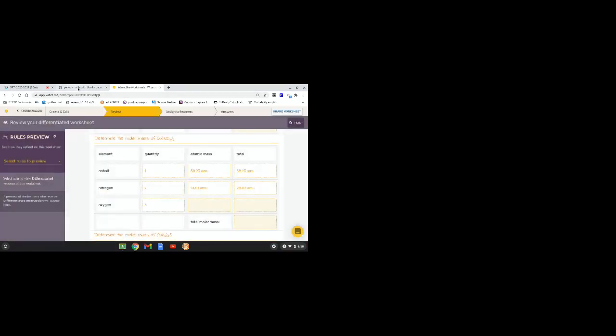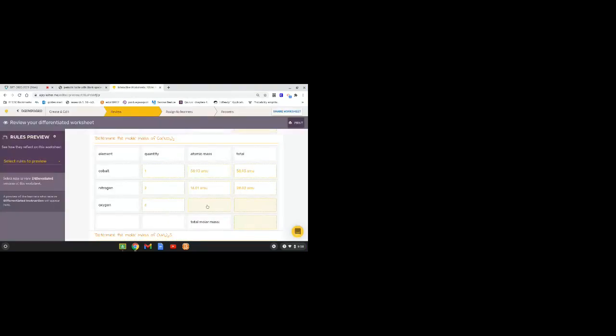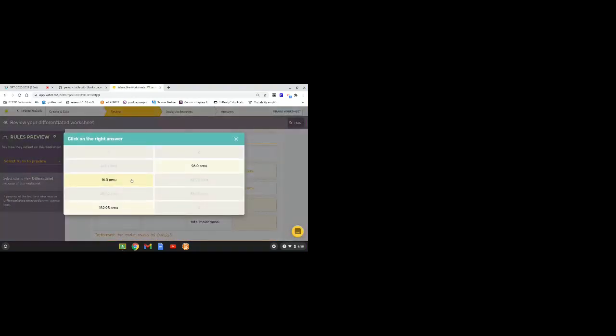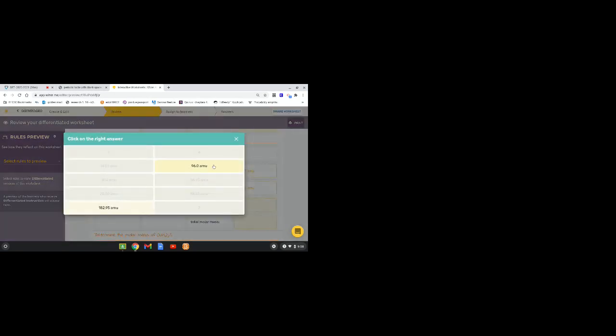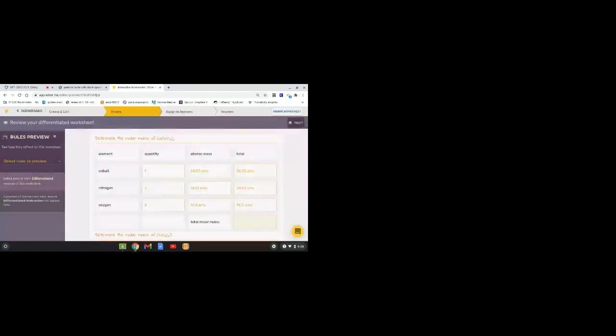And then finally, we have oxygen. Oxygen is right next to nitrogen, and it's 16.0. So I'm going to select 16 for this one. Then 6 times 16 equals 96. Finally, we're going to add these numbers up. And when we do, it comes out to be 182.95.